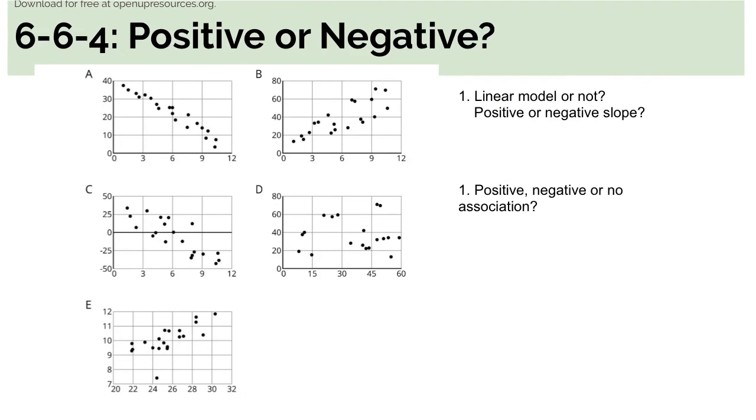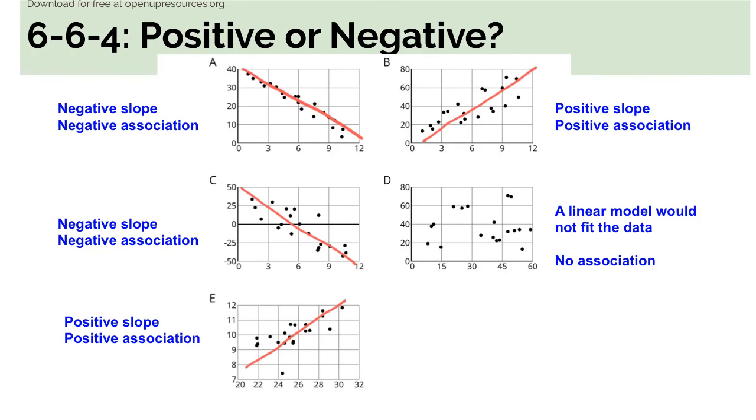The first thing you're going to do here, I summarize the questions a little bit. You're first going to decide whether each one of these could be modeled using a linear model, a straight line, or not. And if it can be modeled with a linear model, would that have a positive or negative slope? And then secondly, would that line show a positive association, a negative association, or no association? So you have to label two things, linear or not, positive or negative slope, and then positive, negative, or no association. Here's what you would end up with for each of these.